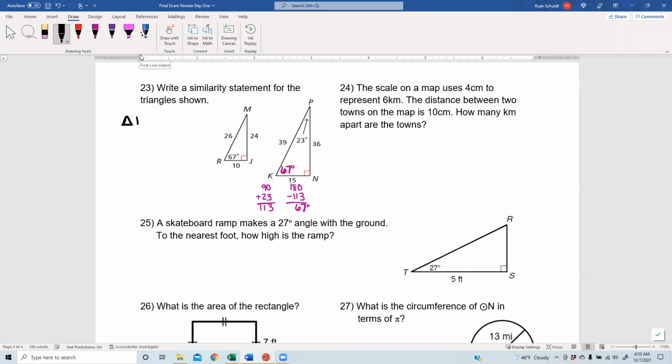So I'm going to go MRJ. Triangle MRJ is similar to triangle. I started at M, went to R, went to J. So I'm going to do P, K, N. Once you get your first triangle set, then your second triangle just follows the same pattern. I didn't have to do MRJ. I could have done JRM. It doesn't matter. Just pick the three you want on your first triangle. Make sure the second triangle matches, and you're good.